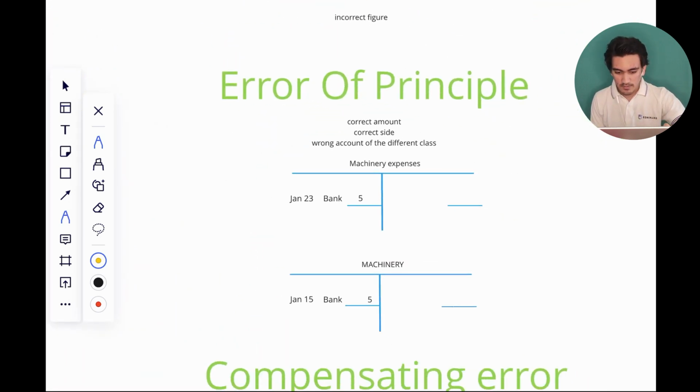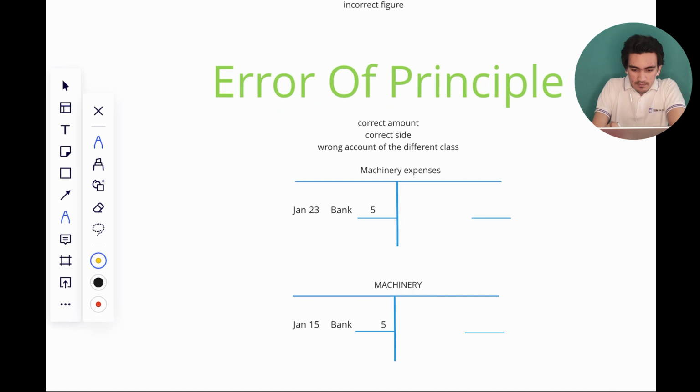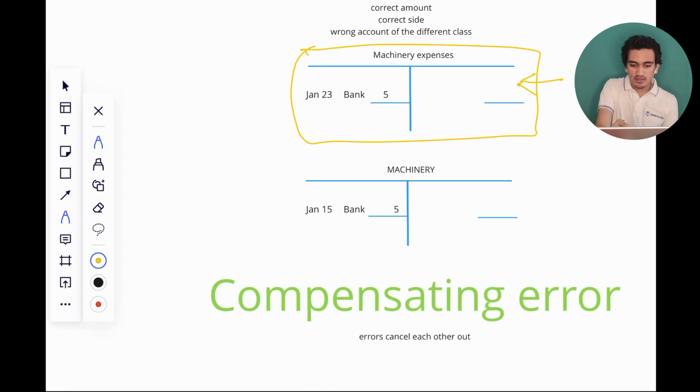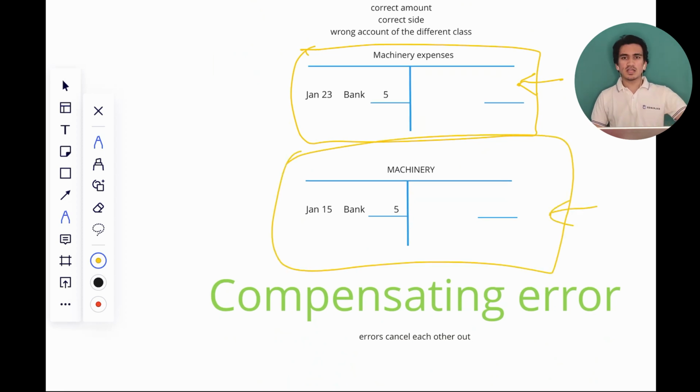For example, over here, this is the correct entry, the first one. I spent $5 on my car for repair or maintenance or whatever. But instead of noting that under machinery expense, I put that under the asset account, which is the machinery account, which will then overstate my assets of machinery and understate my machinery expense.